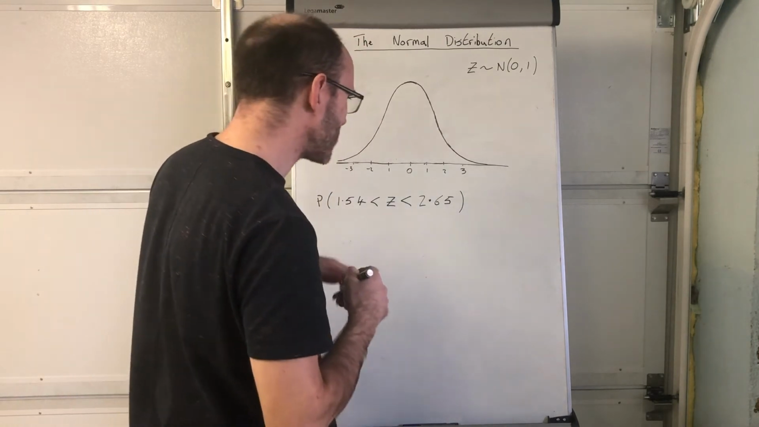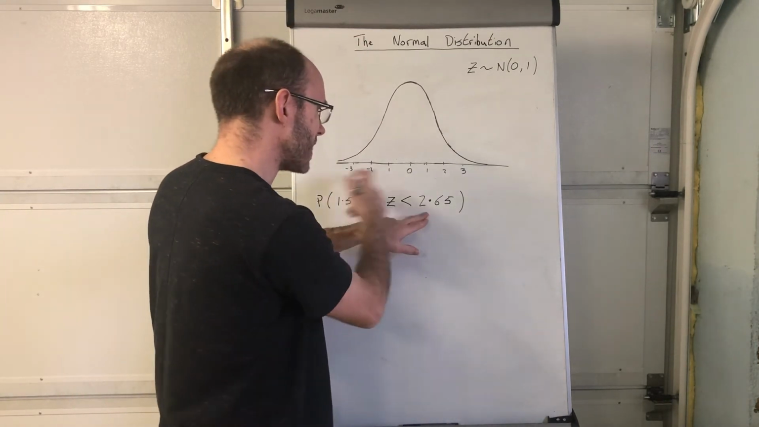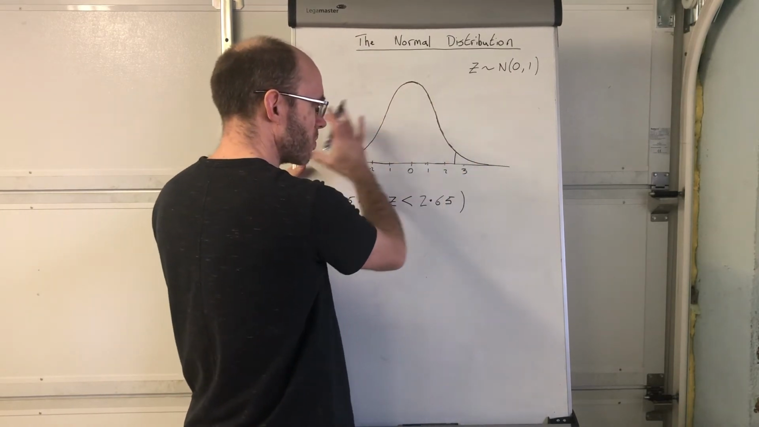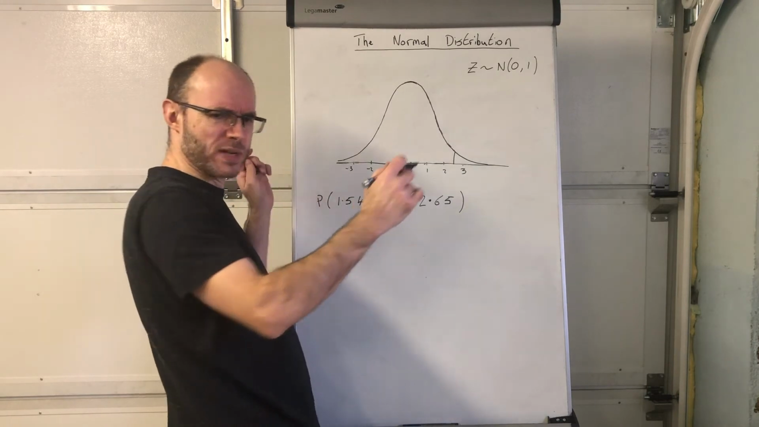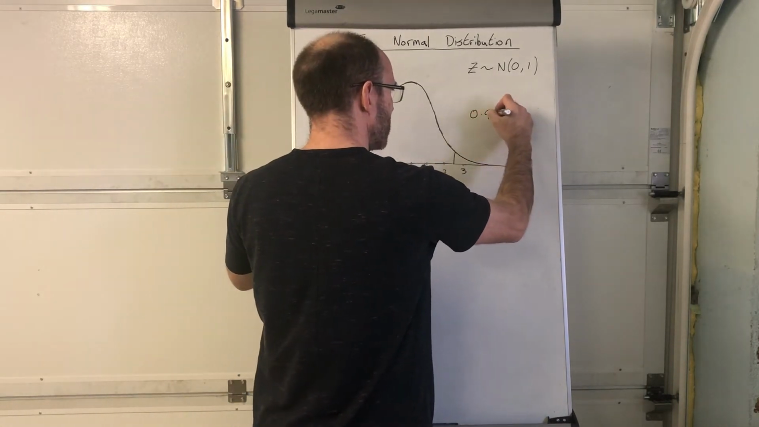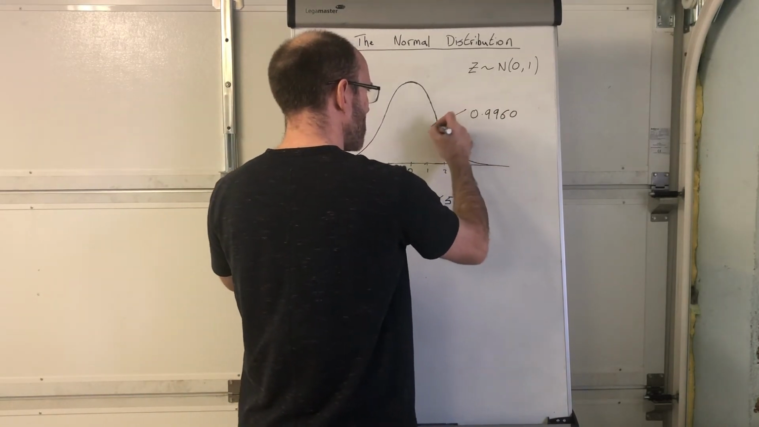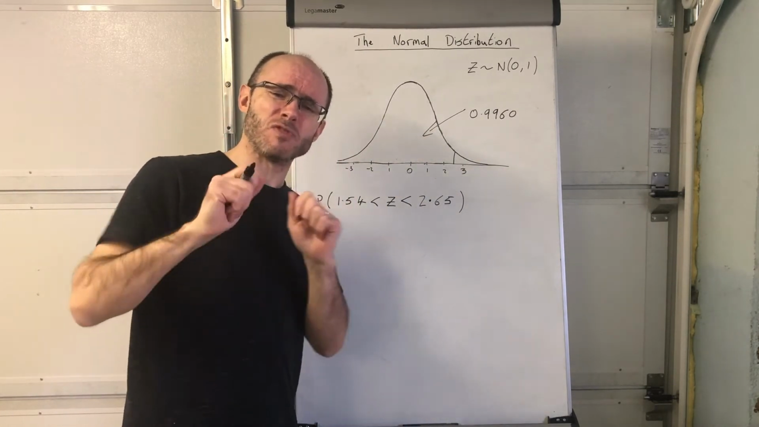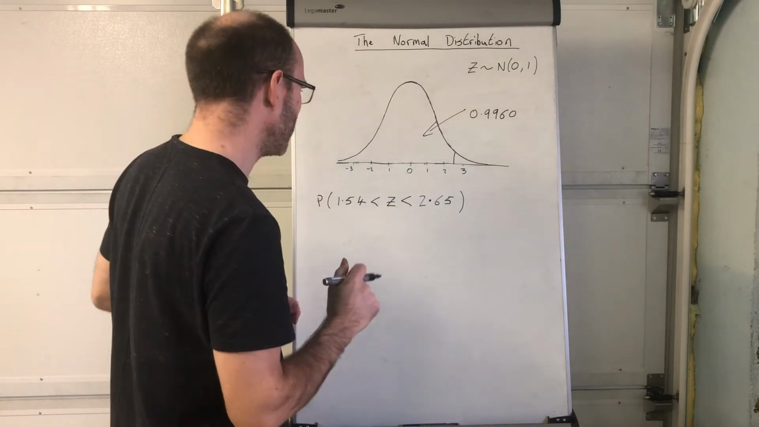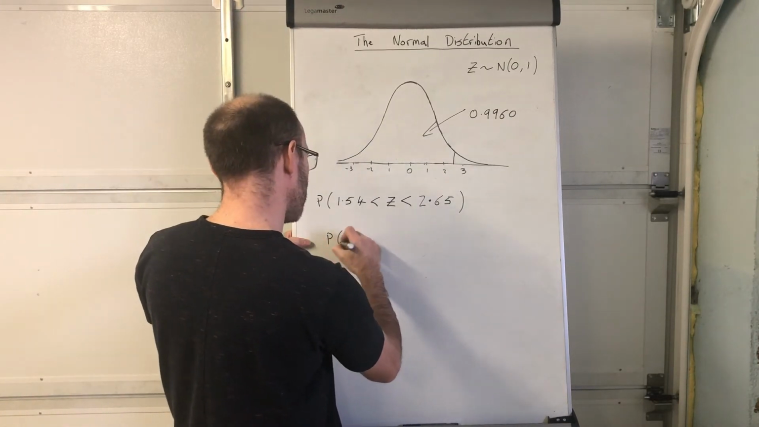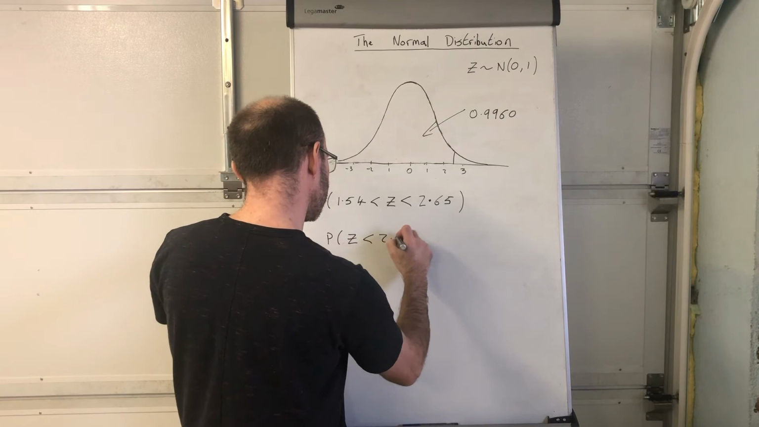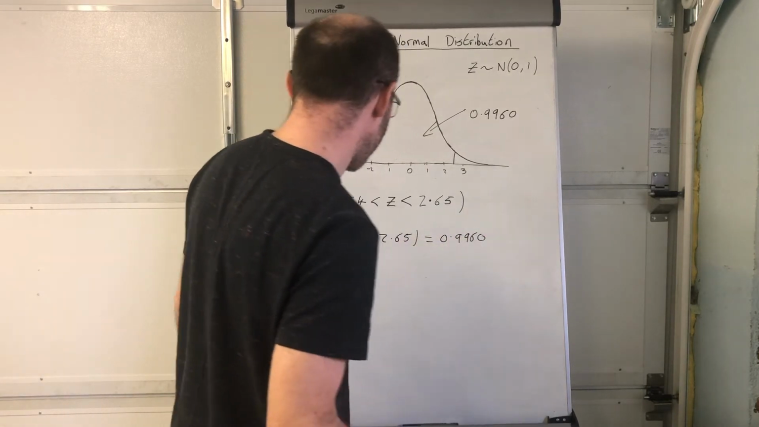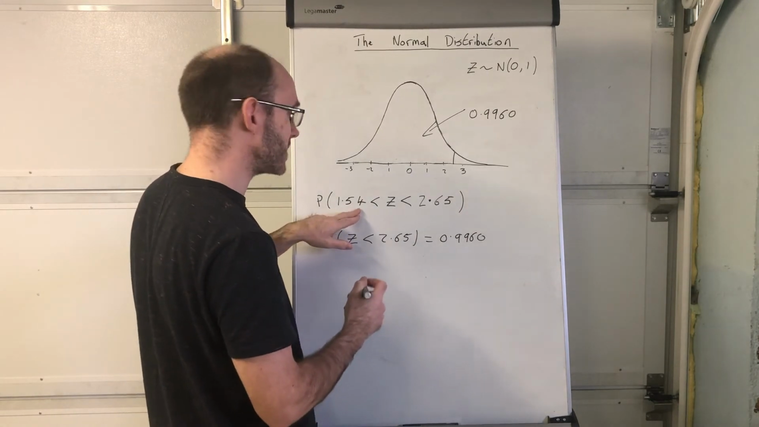Well, earlier we looked at the probability of Z is up to 2.65, okay? We got the probability of all of that was, let me see it again, 0.9960. So I can't remember these numbers, so I'm just reading off the board in front of me, okay? And I'm just going to write that down. So probability Z is less than 2.65 was 0.9960.